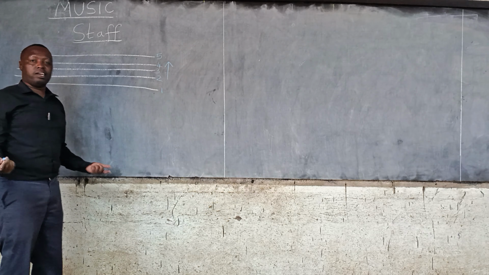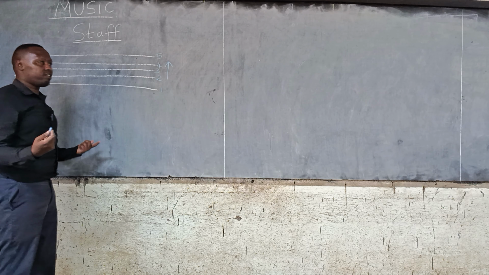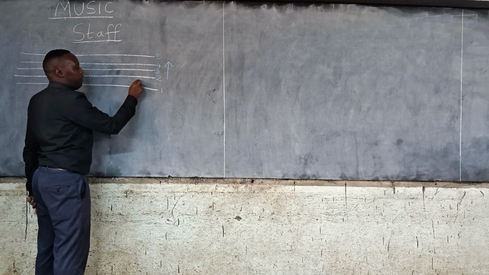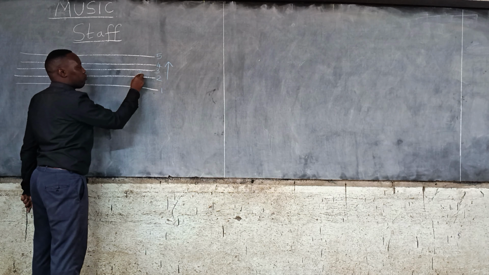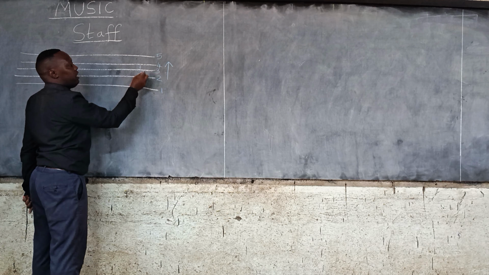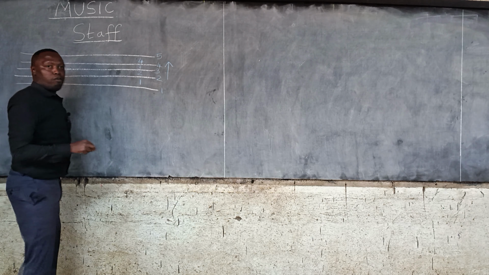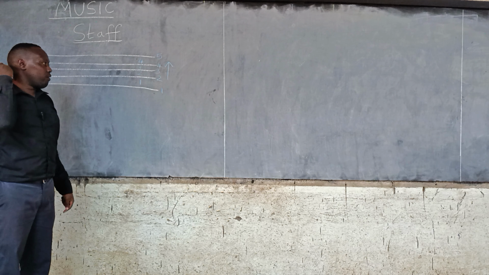The same thing happens to the spaces. This is space 1, space 2, space 3, and space 4. That's how we identify them.